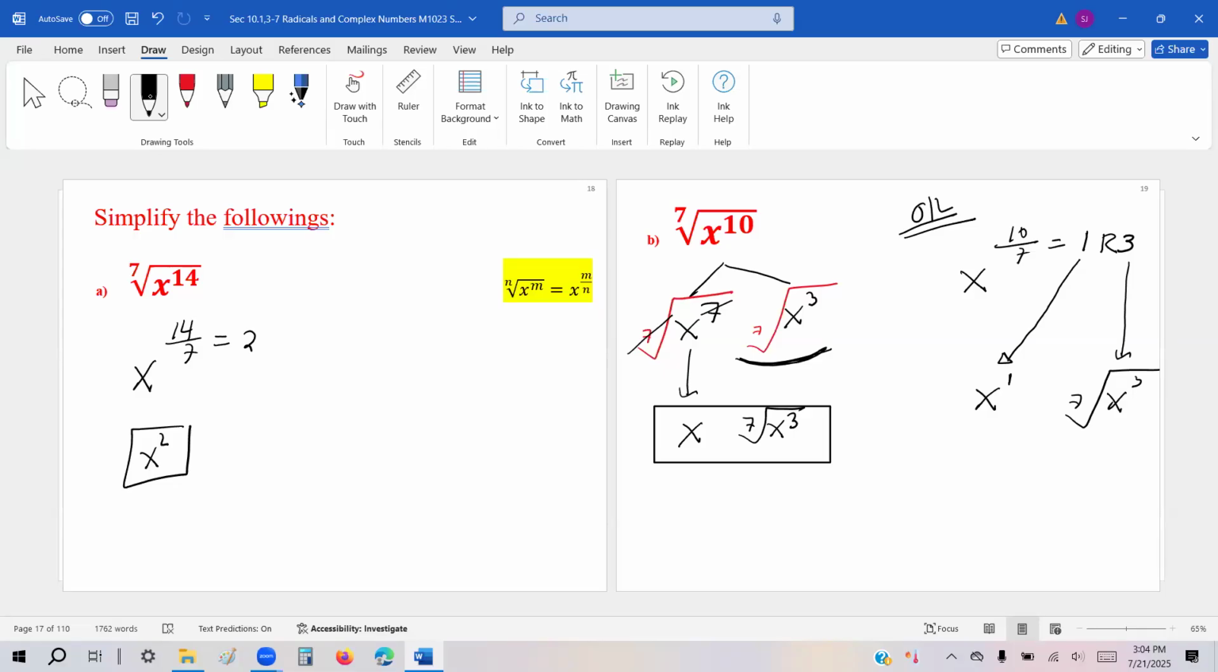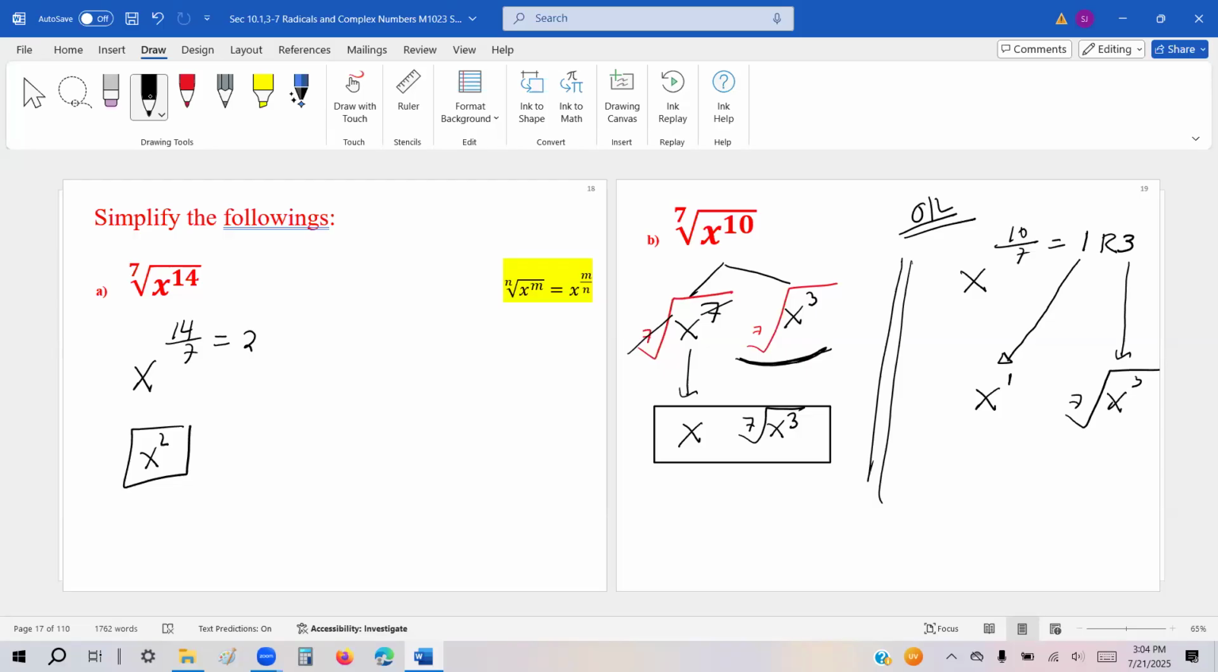Okay, so you simply divide, and whatever the whole number is, that's the power on the outside of the variable. And whatever the remainder is, it's the power inside the radical for the variable. So whichever method is easier for you, you can use any method. Either you split them and then do cancellation, or you can simply divide and then put them into two pieces.